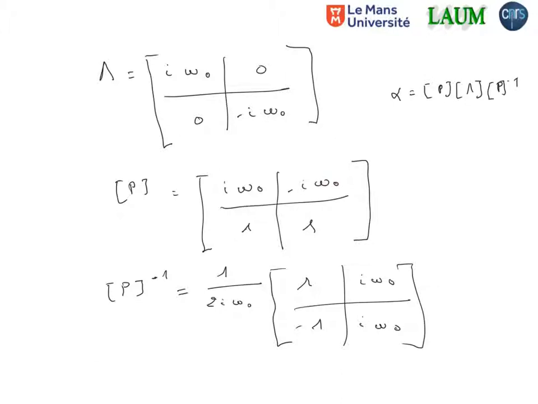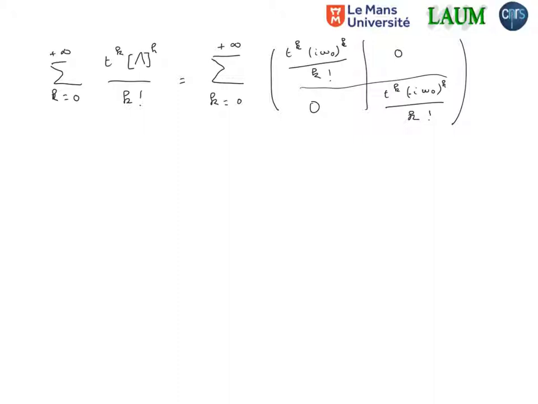And this keeps at the same place, but we change the sign. And this keeps the same place, and we change the sign. Now we have done the diagonalization of the alpha matrix, the state transition. We can just have a look at this sum, which appears in the previous slides.